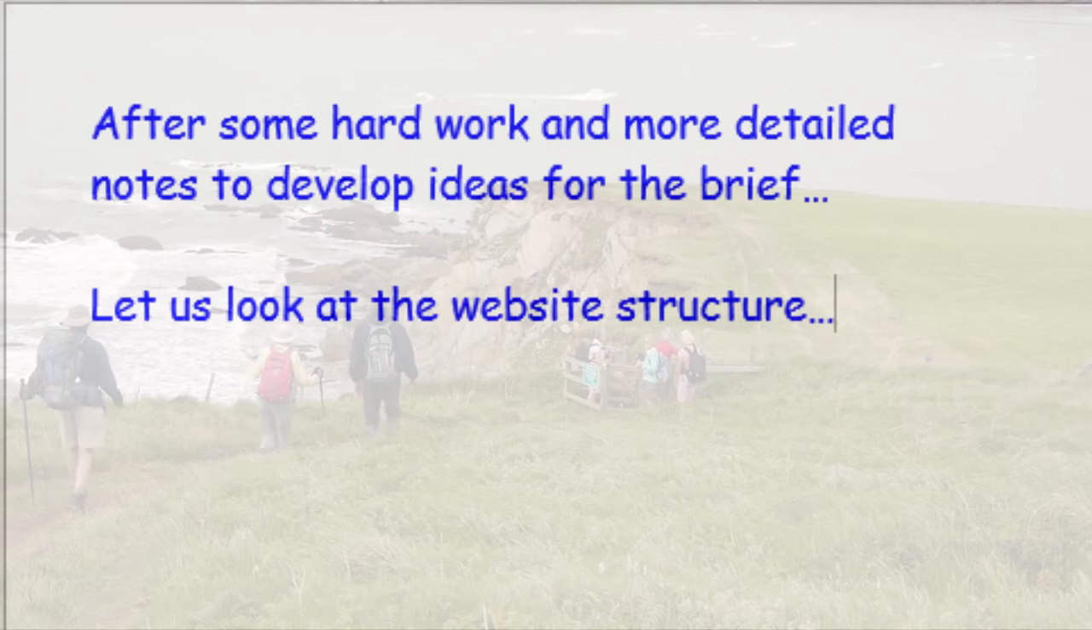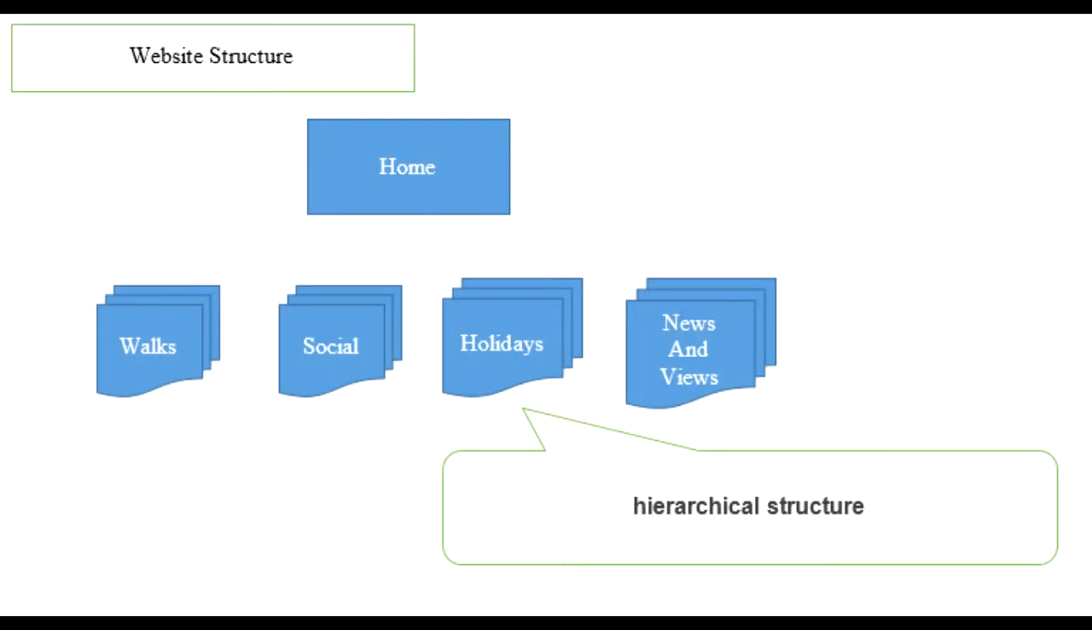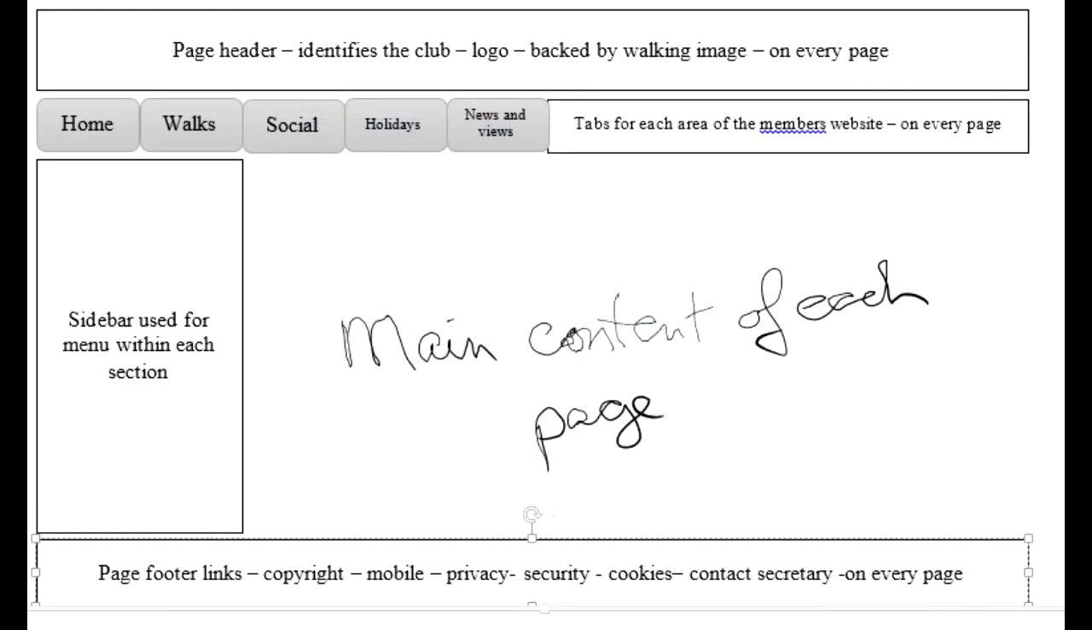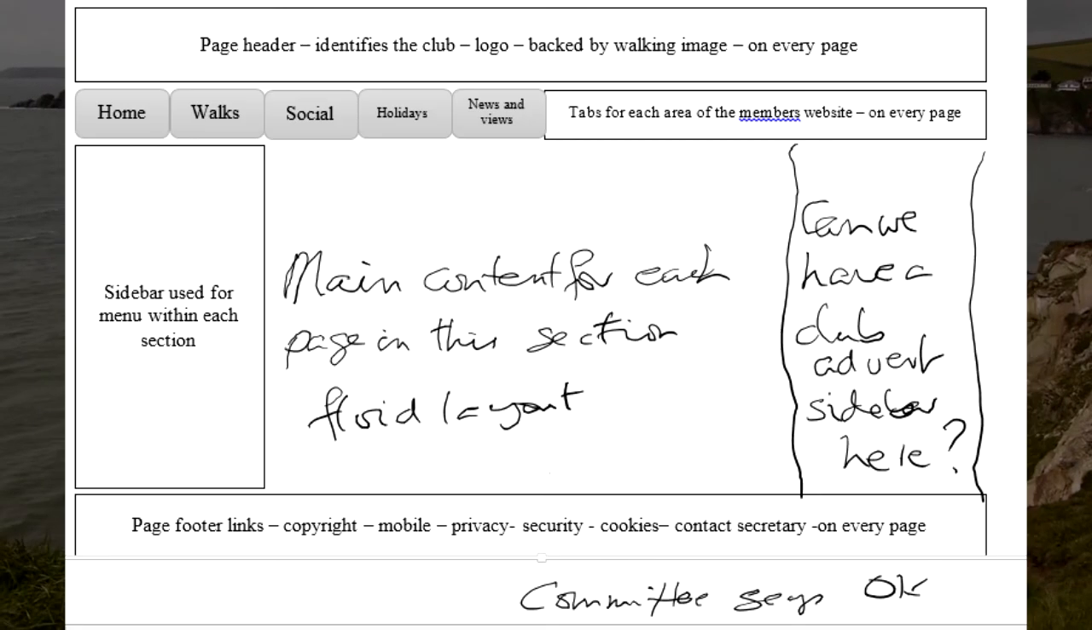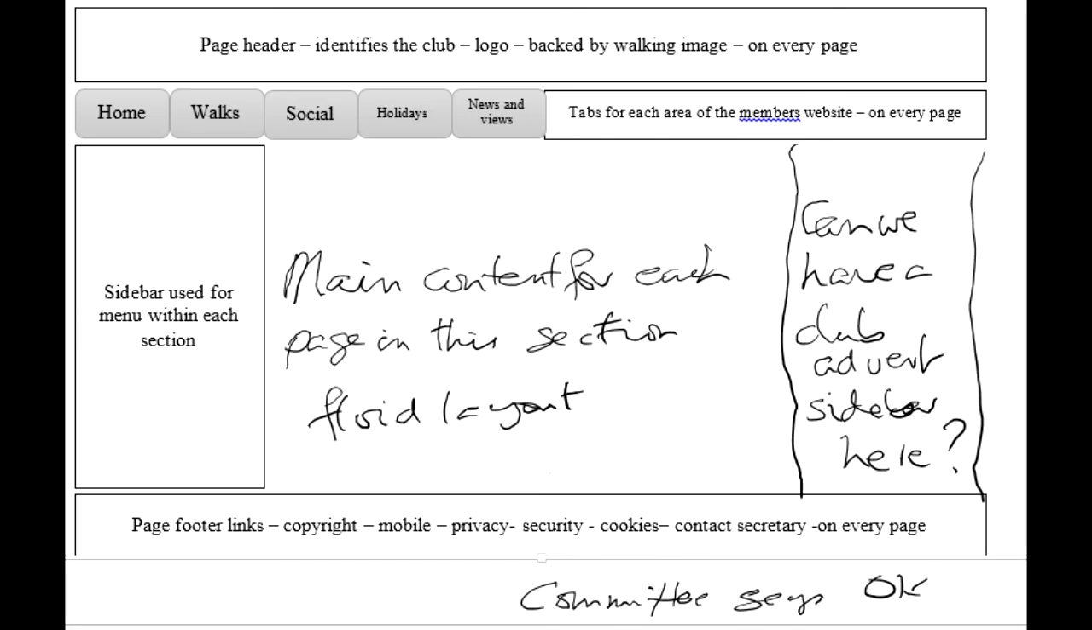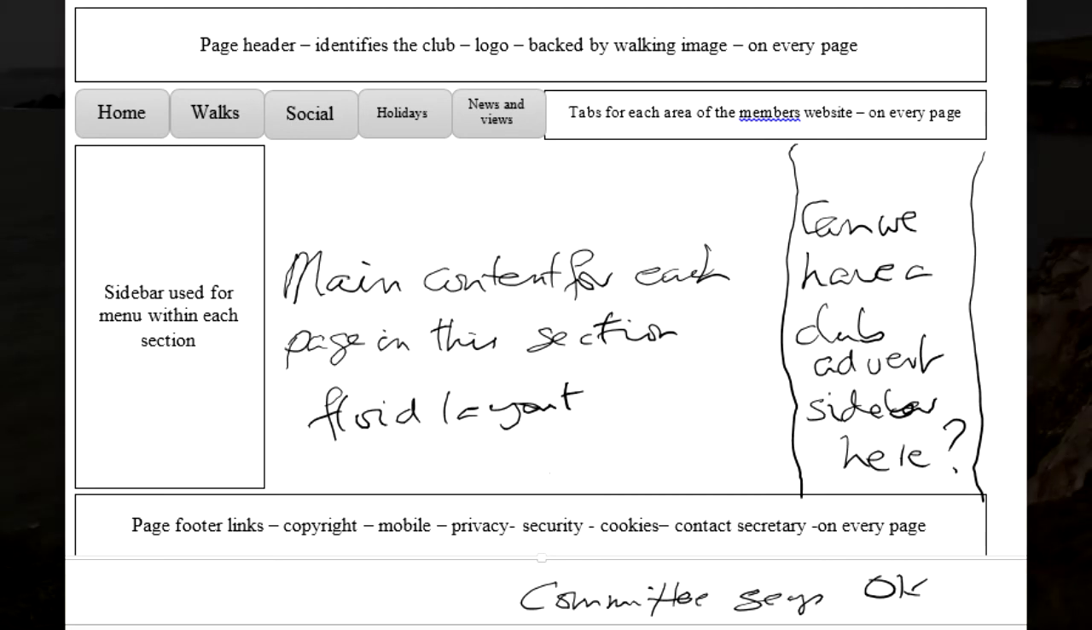I have now created a simple hierarchical diagram of the proposed website and sketched a simple wireframe template that will indicate the structure for most of the pages. I've discussed this wireframe template with the club committee, and they've suggested a right-hand side sidebar to include club notices or club adverts. But apart from that, they're very happy with this proposal.